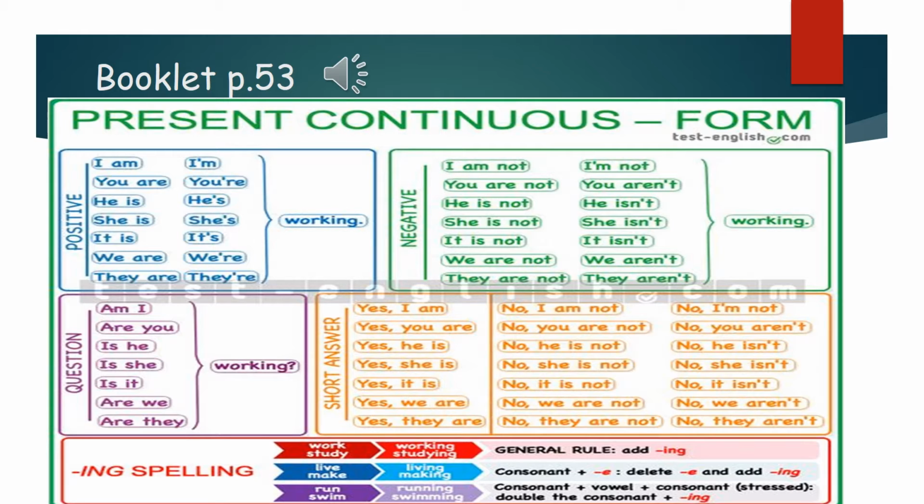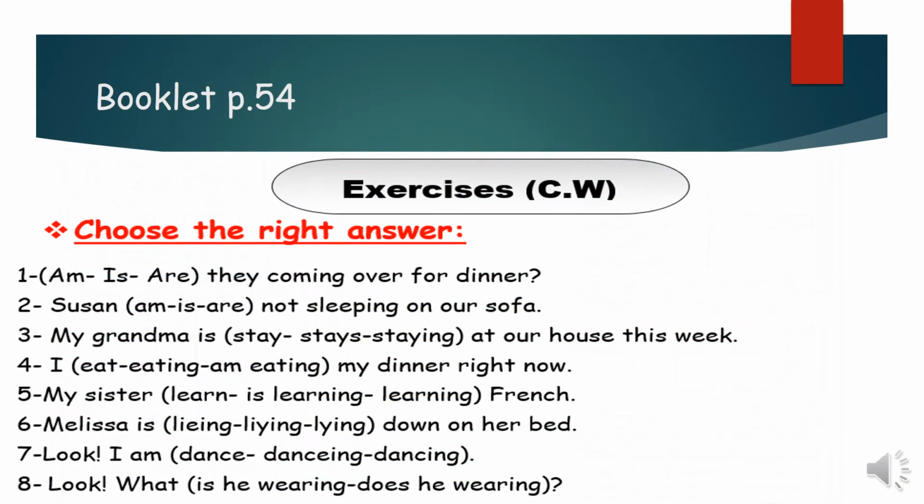Okay, let's do the classwork in the booklet page 54, exercise classwork. Choose the right answer. Number 1. Am or is or are they coming over for dinner? It's a question with they, so I will choose are. Okay, number 2. Suzanne, am or is or are not sleeping on our sofa? Suzanne is a singular noun, so I will choose is. Suzanne is not sleeping on our sofa.